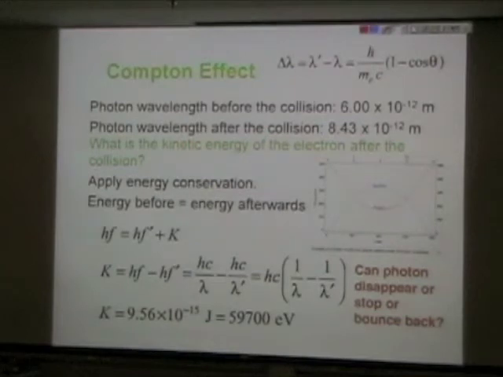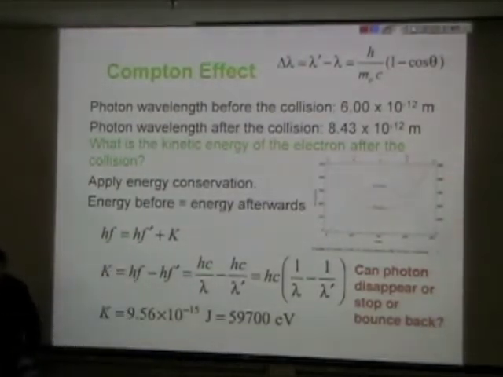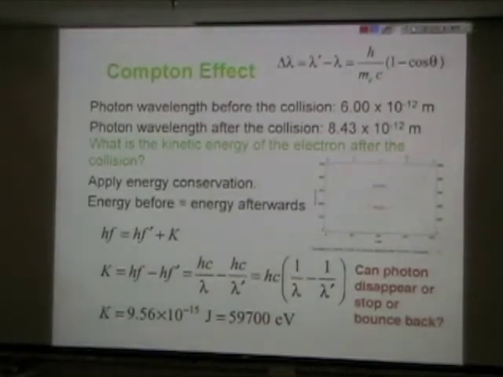Here's an example of a calculation. Let's say you have a photon with this particular wavelength before the collision. We know that after the collision, when the scattering is happening, the wavelength cannot decrease in its value. The change always is positive. So the new wavelength turns out to be 8.43. And if we use the law of conservation of energy, we can calculate the kinetic energy of the electron after that collision.